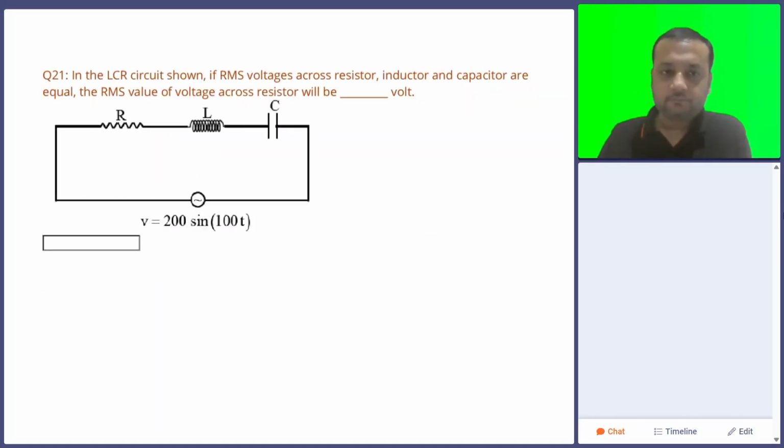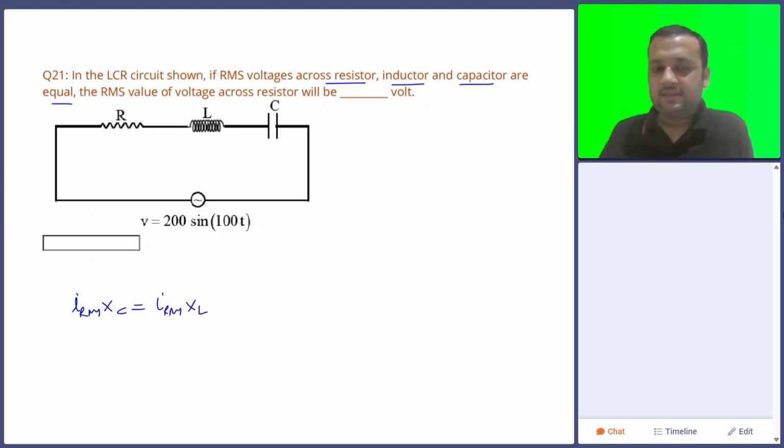Okay. Let's talk about question number 21 here. So here, what are they saying? The RMS voltage across the resistor, inductor, and capacitor are equal. Then we have to find the RMS voltage across the resistor. Very easy question, which simply means that IRMS into XC is equal to IRMS into XL. IRMS XC is the RMS voltage across the capacitor. IRMS XL is the RMS voltage across the inductor, and both of them are equal. This means that XC is equal to XL.